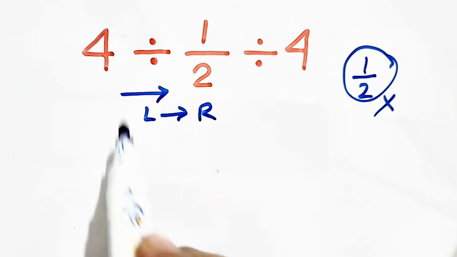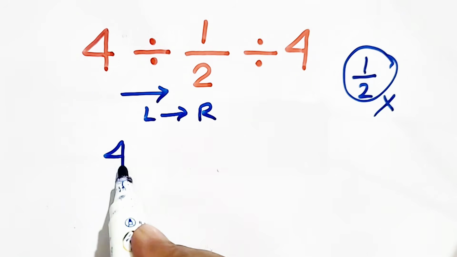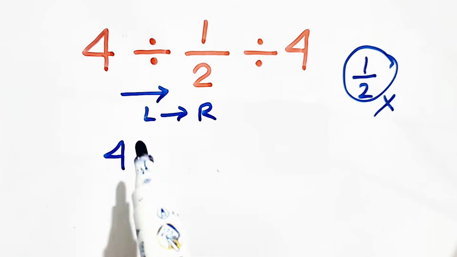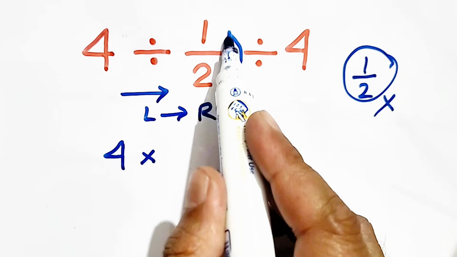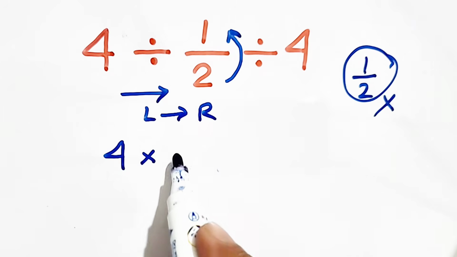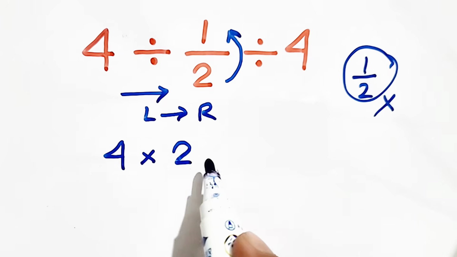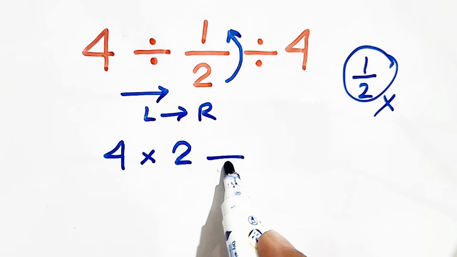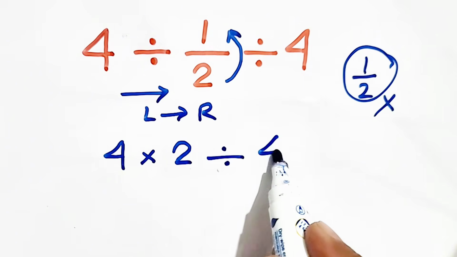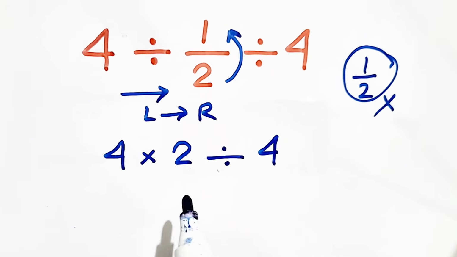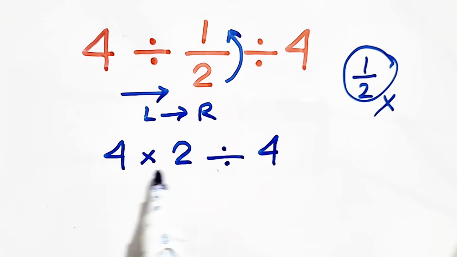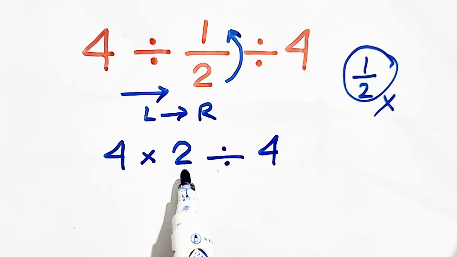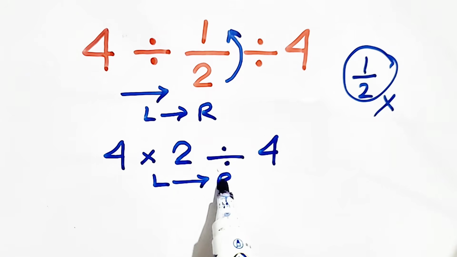Okay, so 4 will be written as it is. This divide can be changed into multiplication, and we have to flip 1 by 2, which will become 2 over 1 or simply 2, and divide by 4 as it is. Now according to PEMDAS, we have multiplication and division. Both have the same priority. But we have to move from left to right.